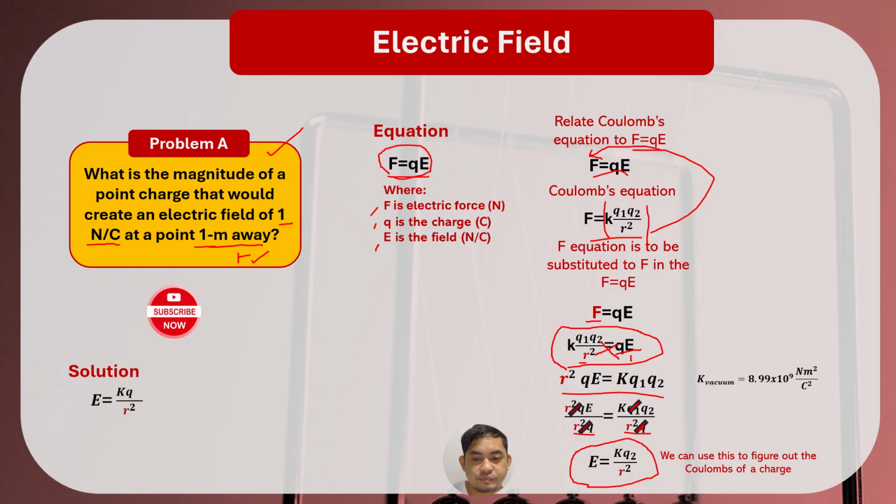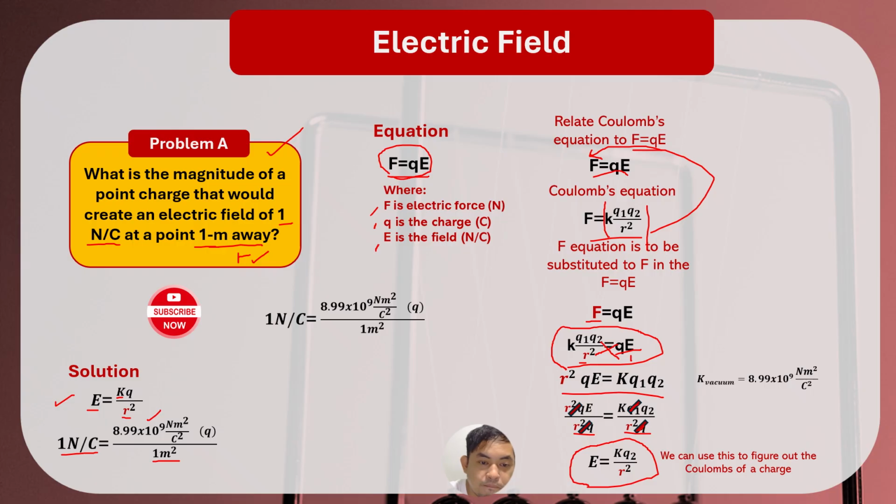So in that case, we will use this to solve problem A. Solution: here's our formula, the derived one. We can substitute. We have the value of E. We have also the value of K, Coulomb's constant in a vacuum. We don't have the value of charge, but we have the value of our R. So we can substitute them perfectly in our equation. So we have 1 Newton per coulomb, that's the electric field, 1 meter, that's the distance, and then we have Coulomb's constant in a vacuum, 8.99 times 10 raised to 9 Newton meter squared per coulomb squared. We can cancel out units here.